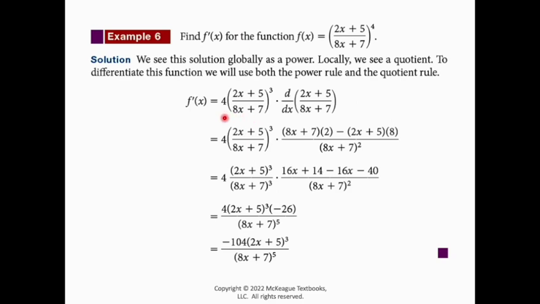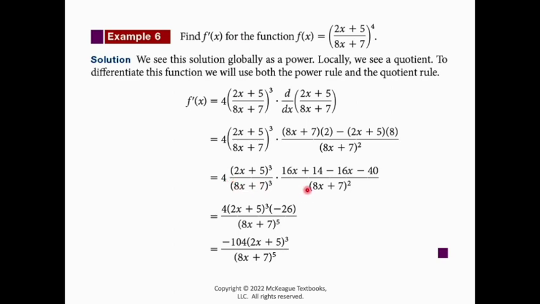The next few steps is just going to clean it up and simplify it. So when we distribute the 2 and we distribute the 8, across the top here we have 16x plus 14 minus 16x minus 40. So we have a negative 26. When I take the negative 26 by this top part here, that gives me 4 times 2x plus 5 quantity to the 3rd power. So that's all on the top.